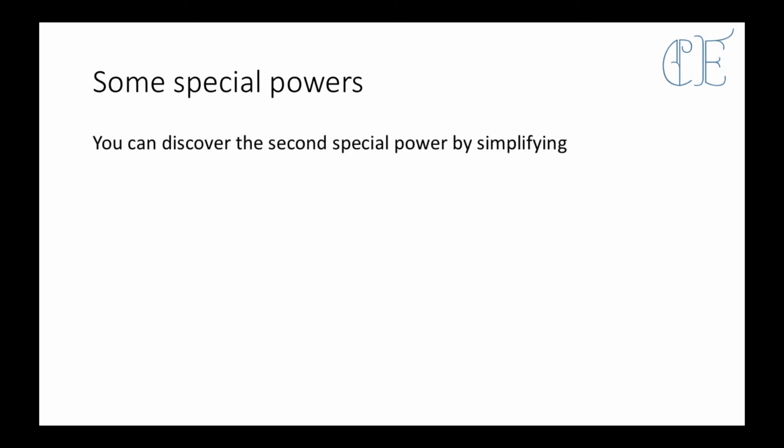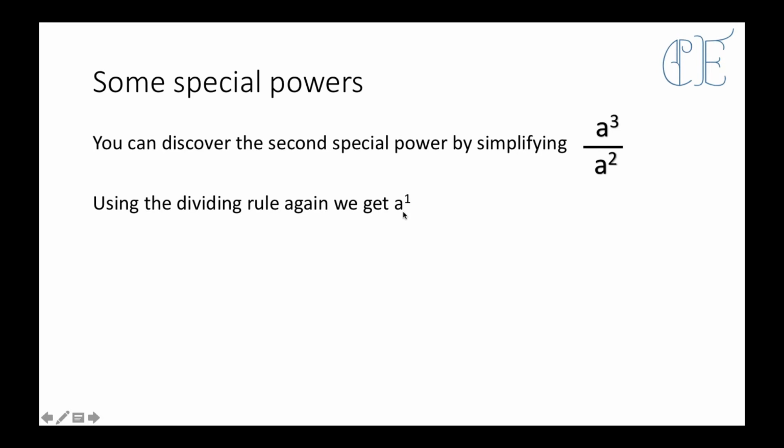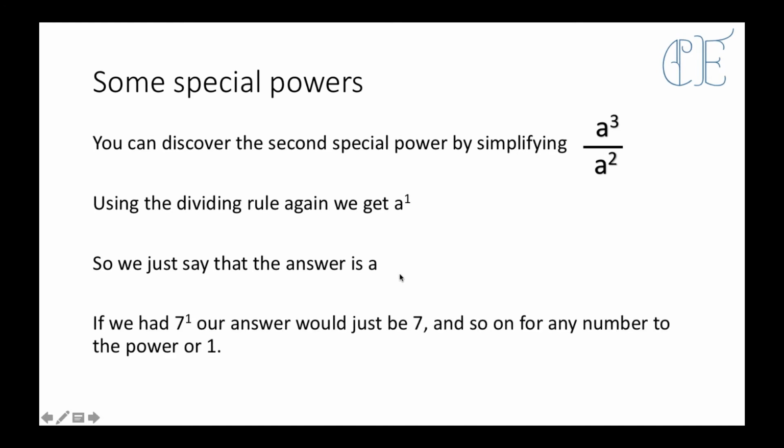Okay, so you can discover the second special power also by simplifying. It's not really a special power, it's pretty obvious, but let's say we had a to the power of 3 divided by a to the power of 2. Again, you would take these away, leaving you with a to the power of 1. Well, a to the power of 1 is like saying 2 to the power of 1, which is just 2. So you're just left with a. So anything that is to the power of 1 is just that number.